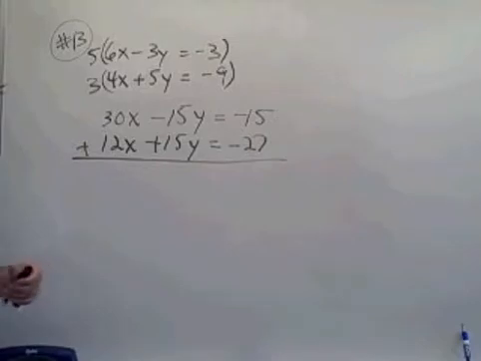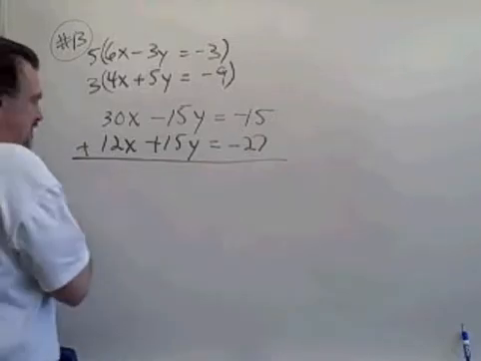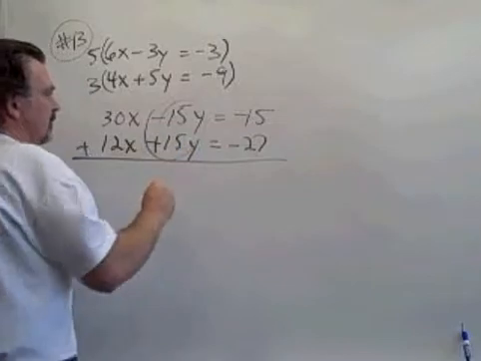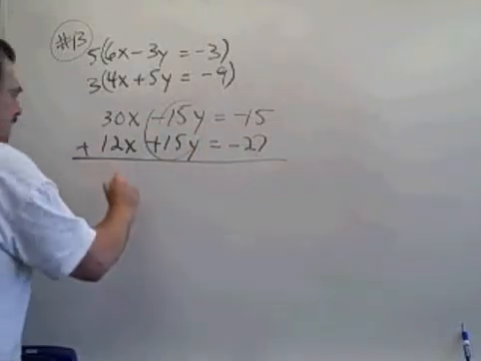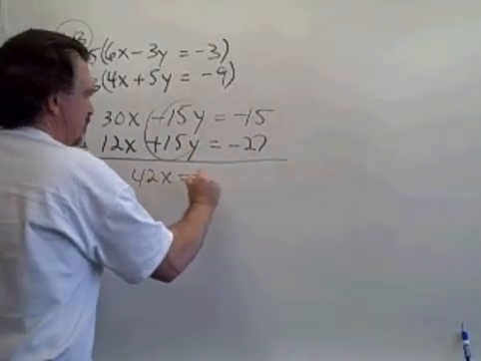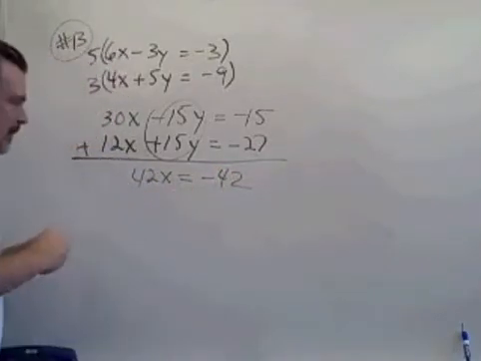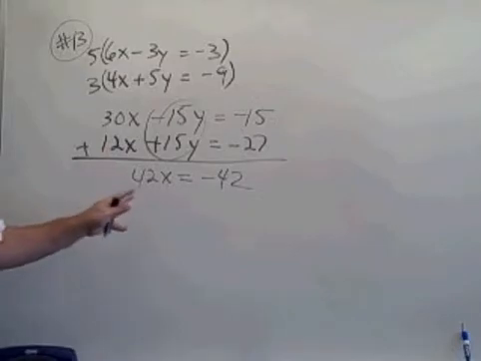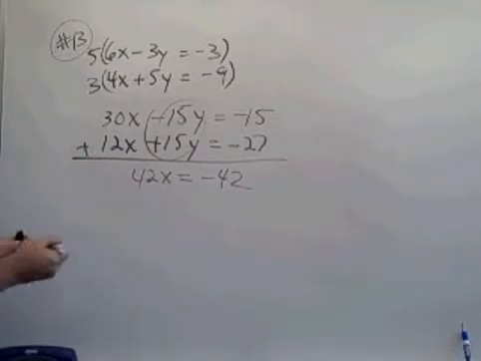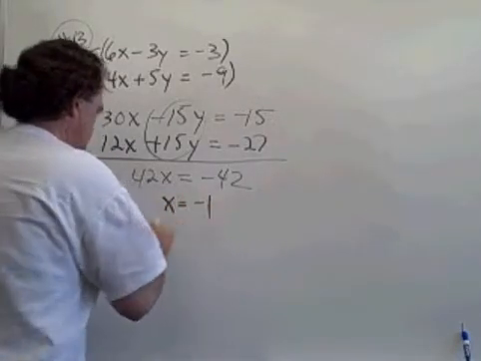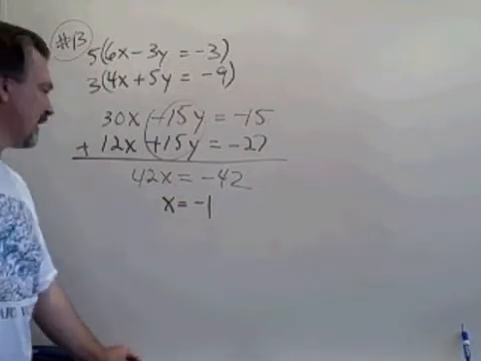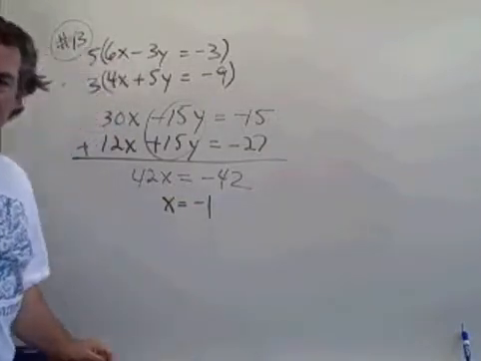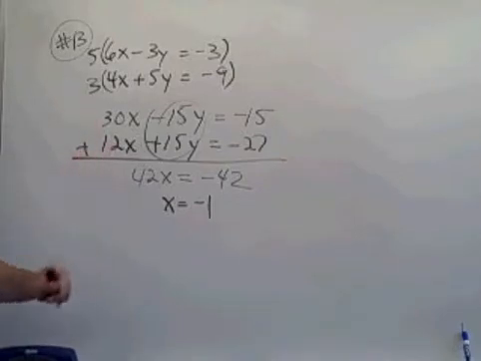And now I want to add those equations, because when I add these equations, the y terms disappear. I get 42x equals negative 42, a linear equation in one variable, x. Could divide both sides by 42. We get x equals negative 1. And we have 1/2 of the ordered pair that solves both of these equations. We have 1/2 of our solution to this system.